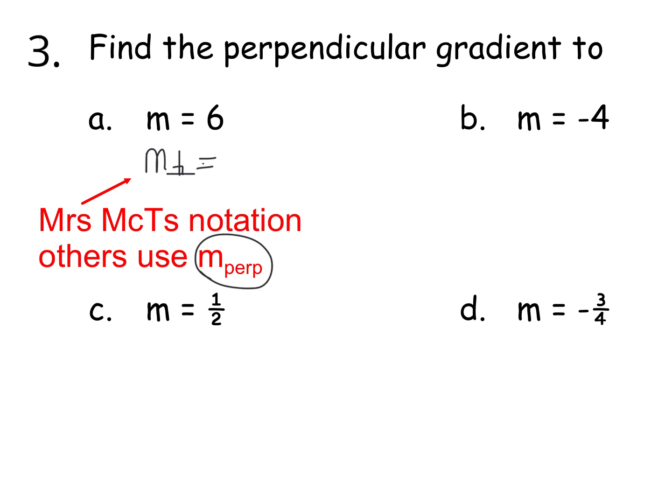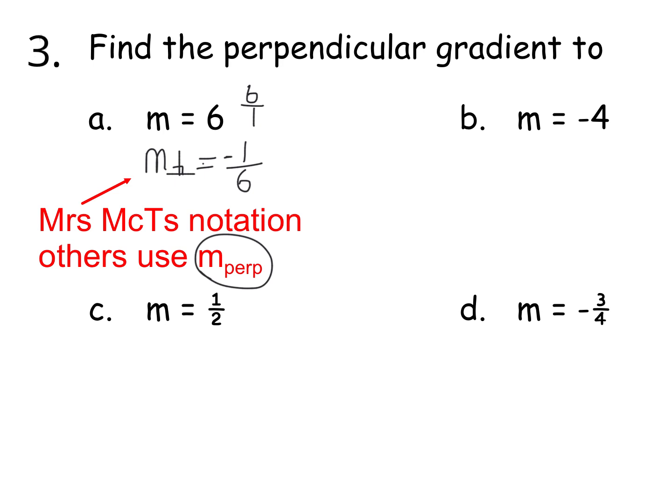So a gradient of 6, make that perpendicular. Now remember, that is really 6/1. If you were to flip that, that would give you 1/6. But my first gradient was positive, my second gradient will be negative.